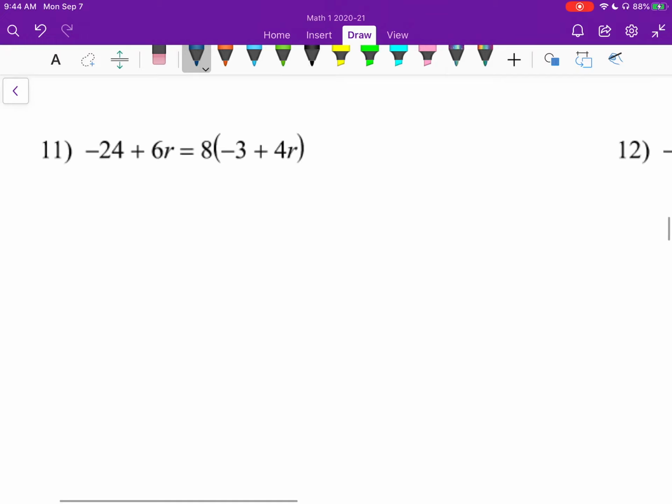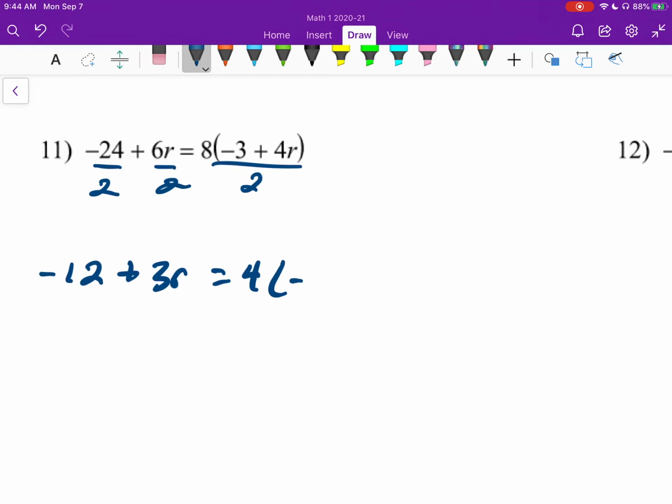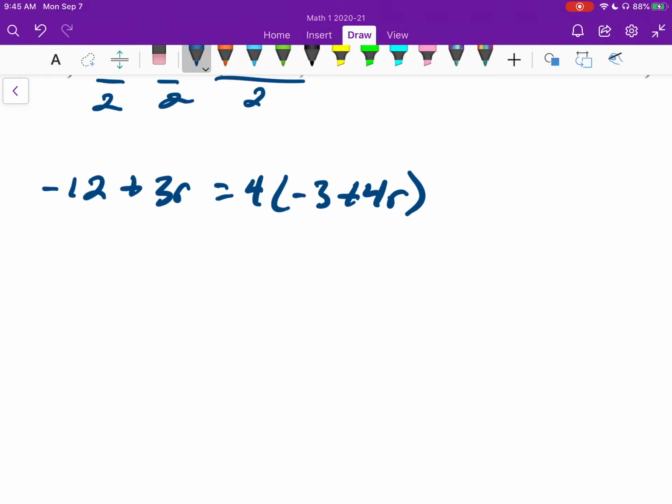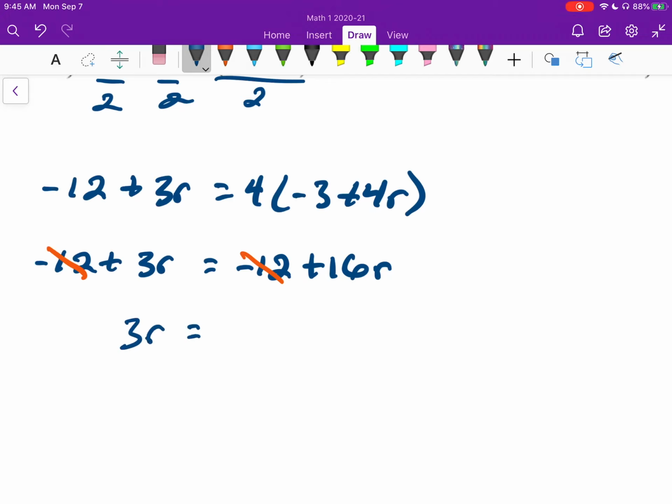Number 11. What do I want to do to start off with? To get the numbers smaller, because I'm trying to do these in my head, I'm going to start off by dividing everything by 2. You really don't have to do this, but it just makes the numbers smaller for me. Negative 12 plus 3r is 4 times negative 3 plus 4r. I'll distribute out the 4, so I get negative 12 plus 3r is negative 12 plus 16r. I've got negative 12 on both sides, so those can cancel. And then I get 3r equals 16r.